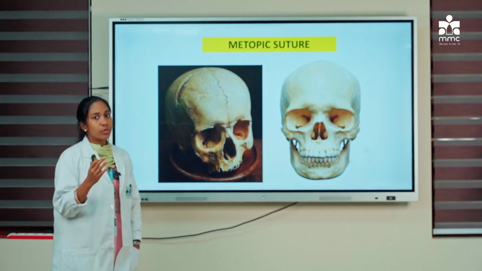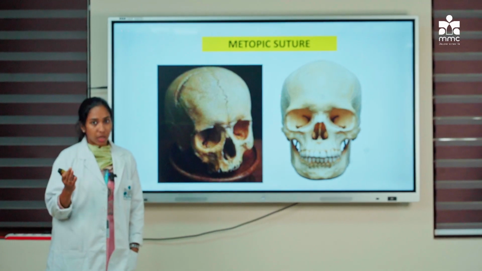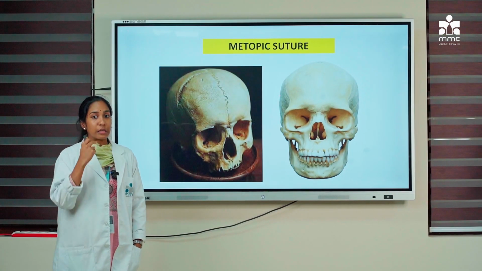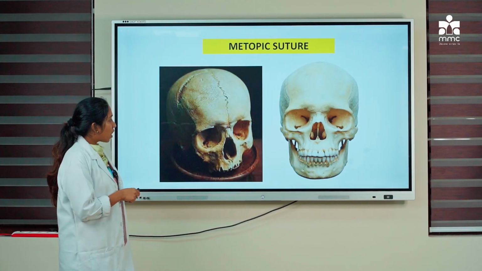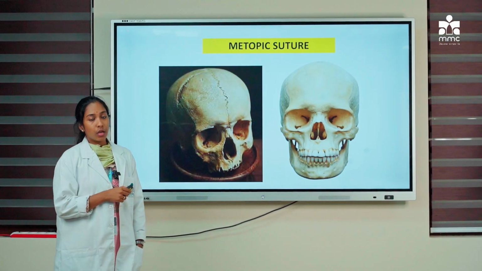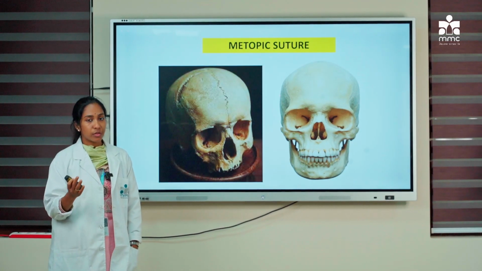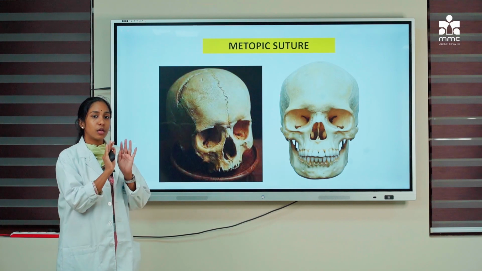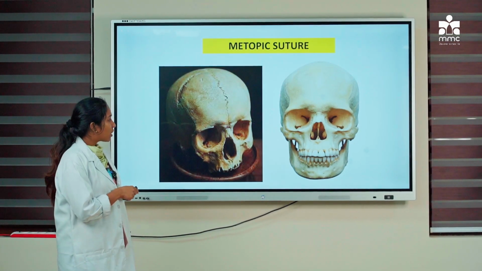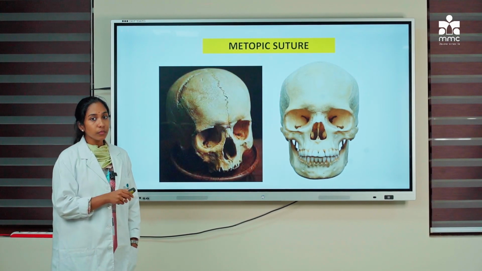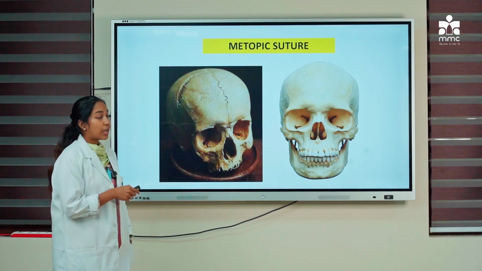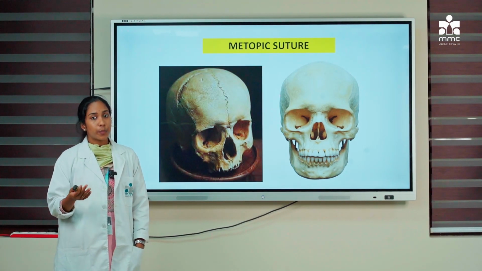But in some individuals, around 3 to 8%, the suture remains there, and that is called the metopic suture. It is not seen in everyone, only in around 3 to 8% of individuals. These two bones are seen separately, or you can see a part of the suture there. That suture is called the metopic suture.